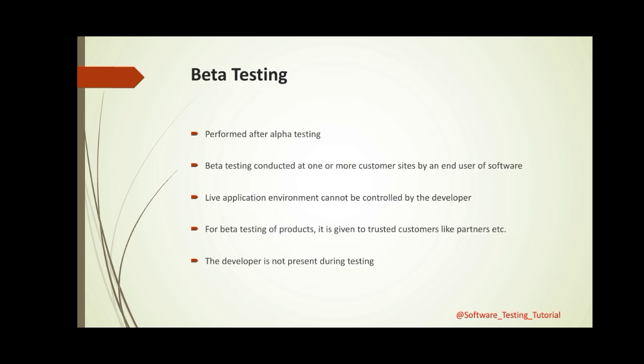Beta testing. It is performed after alpha testing. Beta testing is conducted at one or more customer sites by an end user of the software. The live application environment cannot be controlled by the developer. For beta testing, the product is given to trusted customers like partners, etc. The developer is not present during the testing.